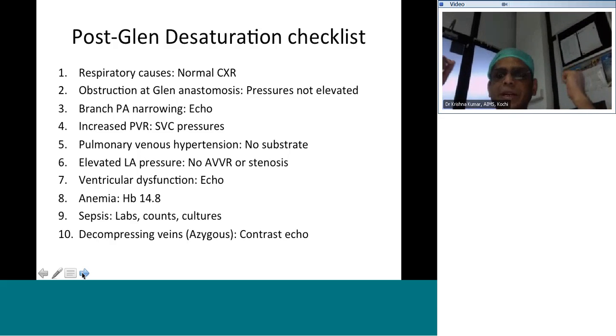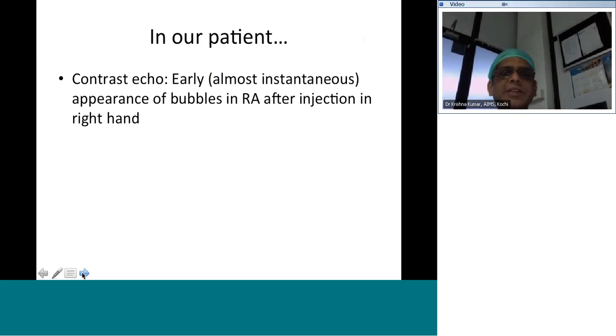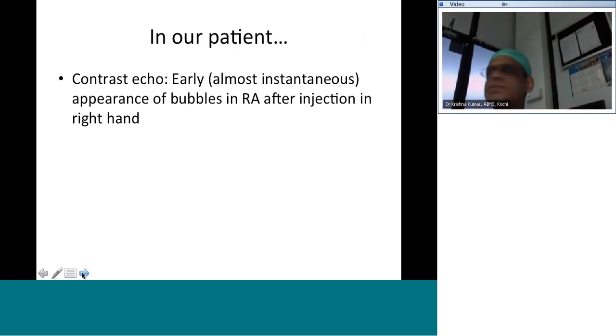And we did one in each arm, and we found almost instantaneous appearance of bubbles in the right atrium after injection in the right hand. I don't know if you were there in the ICU. Almost instantaneous. The patient was severely desaturated, and we found this very interesting thing. So what do you do next? Can anyone answer what you should do next? It's very obvious. So you'll have to close them. You have to take them to the cath lab.